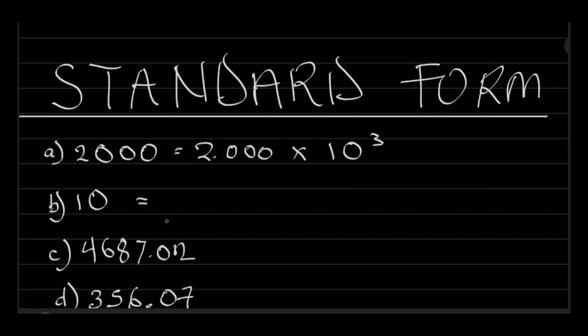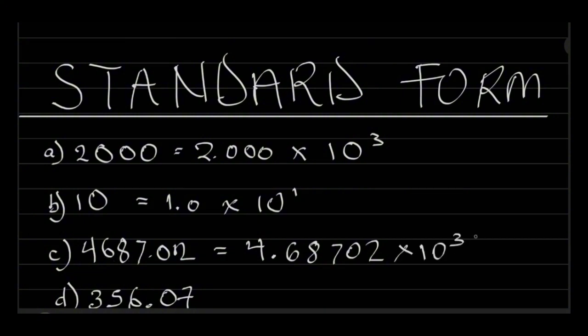This is 10. Our first significant figure is 1. So this would be 1.0 times 10. How many decimal places have we created? 1. So raised to the power 1. Now 4,687.02. Our first significant figure is 4. So we introduce our decimal point, and that will give us 4.68702. The initial decimal point has been moved. Now how many decimal places did we create? We created 3 more decimal places. There were already 2, and we have created 3. So it will be times 10 raised to the power 3.